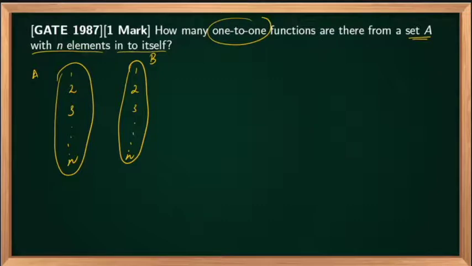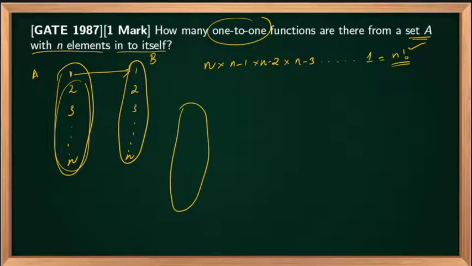So what is a one-to-one function? In a one-to-one function, every element here gets a distinct image in B, right? For example, if you map one-to-one, then none of these other elements can be mapped to one. So for the first element, you have N choices, for the second element N minus 1, for the third element N minus 2, and the fourth one N minus 3, and so on up to 1. That will be equal to N factorial. So the answer should be N factorial.